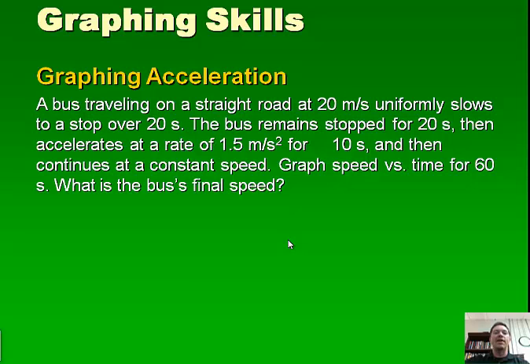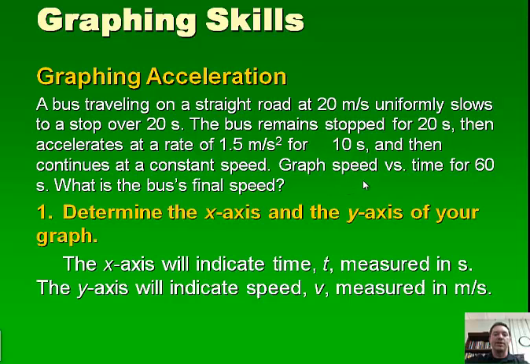So looking at a graphing example, to use a graph to figure out what acceleration is. We've got a bus traveling on a straight road at 20 meters per second that uniformly slows down to a stop over 20 seconds. The bus remains stopped for 20 seconds, then accelerates at a rate of 1.5 meters per second squared for 10 seconds. Then it continues at a constant speed. Graph speed versus time for 60 seconds. What's the bus's final speed? So there's a lot going on in this problem.